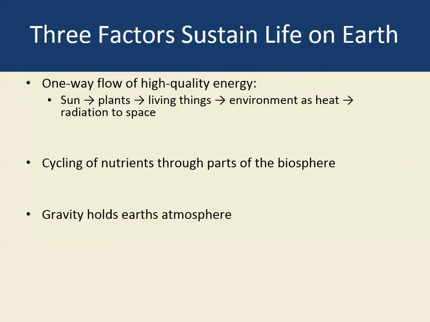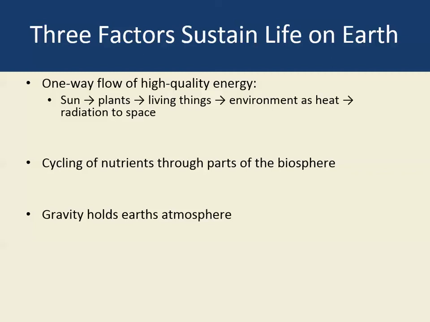All right, so factors that sustain life on Earth. The big thing is this one-way flow of high-quality energy. And one of the things that I'm going to ask you and kind of challenge you to think about is a question of: should humans eat lower on the food chain? It all has to do with the way energy flows through a food chain. Through each level of the food chain, there is less and less energy available than what was there at the level before. And we'll talk about this further as we get through this video.